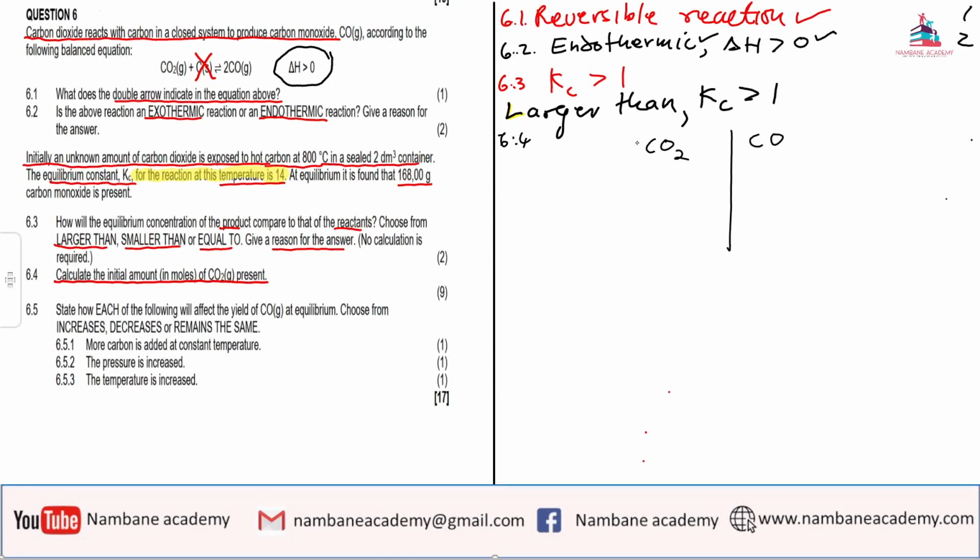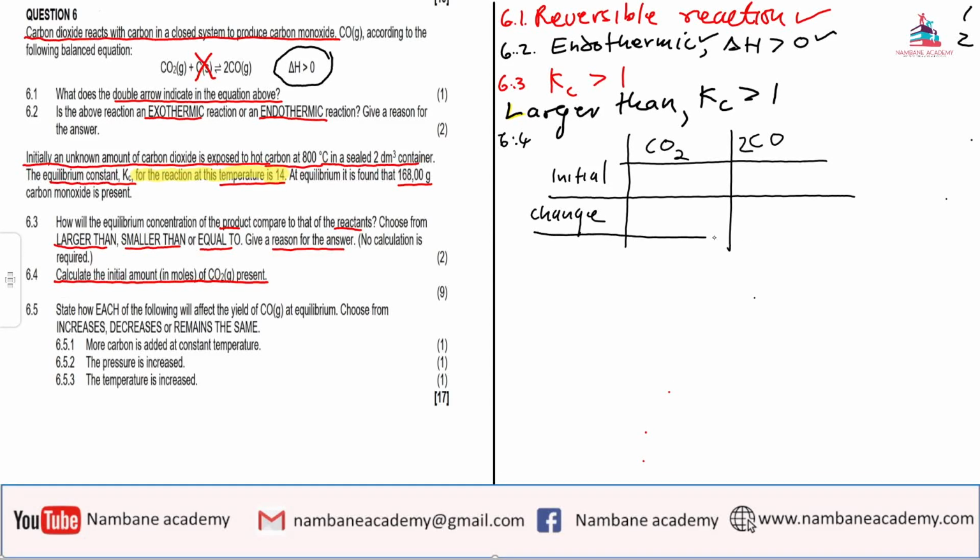Then I have my mole ratio, which is 1 to 2, and I'm just going to use the normal ICE table, which is initial, change, and equilibrium. But we said we like our ICE inside the fridge, so that's the reason why the last one will be concentration. But what is the question here? It says calculate the initial amount of carbon dioxide. So we're basically looking for that.